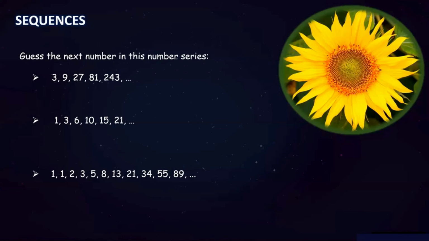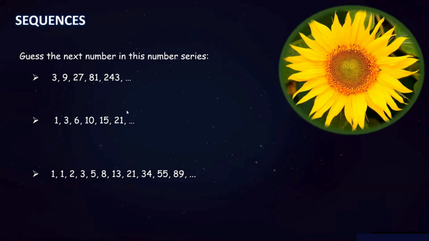You guessed the sixth number as 729. In a similar way, can you guess what the nth number is? If I say the nth number, then when I substitute n equal to 1, I must get the first number, 3. If I substitute n equal to 2, I must get the second number, 9. Like that, can you find the nth number in this sequence?